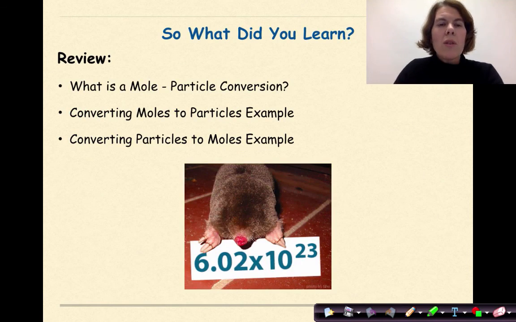So what did you learn? We talked about what is a mole-particle conversion. We talked about converting moles to particles, and then we looked at an example where we converted particles to moles.